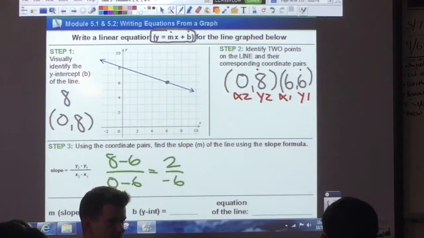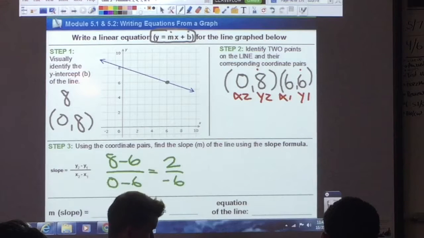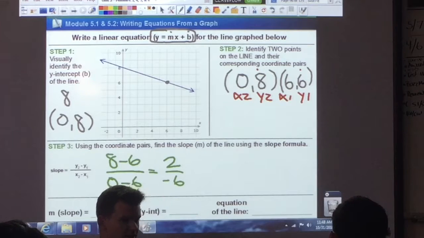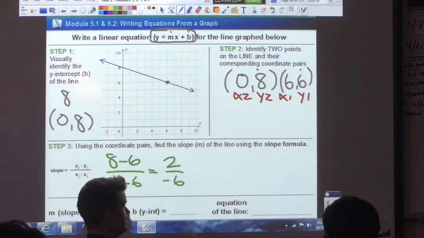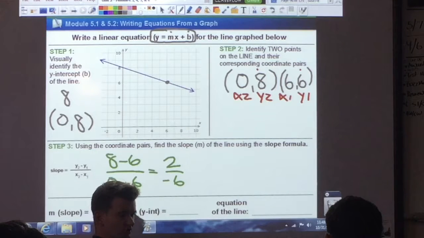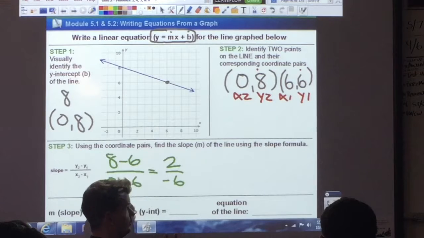You know how? Okay, so we have to find something called the greatest common factor of 2 and 6. Now, the good thing is 2 only has 2 factors. What are the factors of 2? 1 and 2. The factors of 6 are 1, 2, 3, 6. So, what's the greatest common factor? 2.